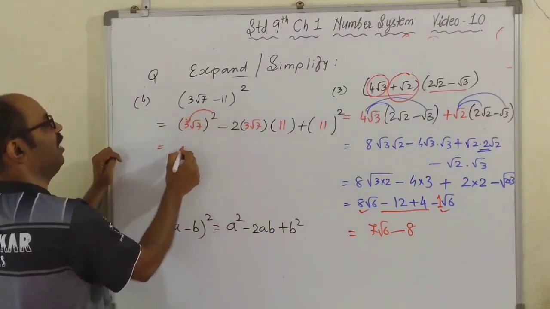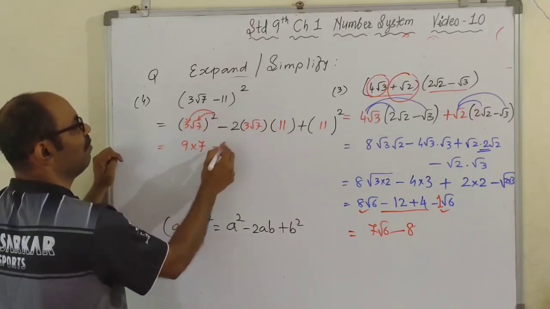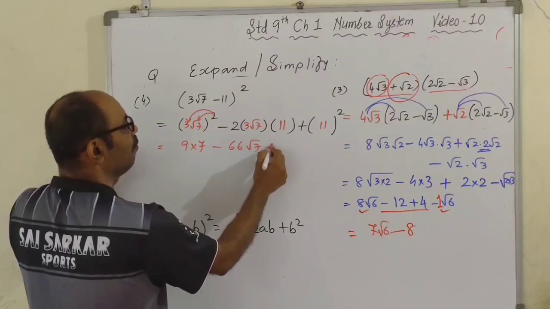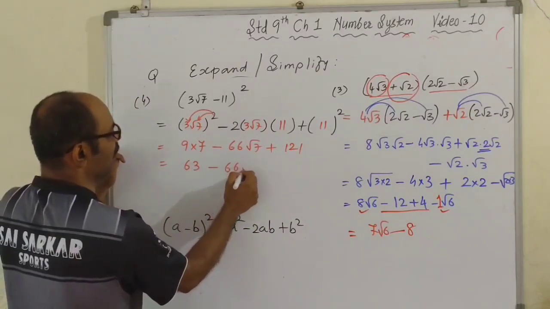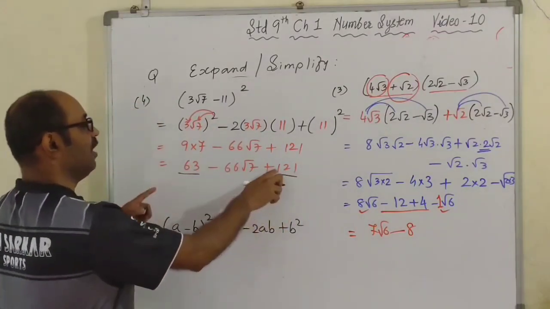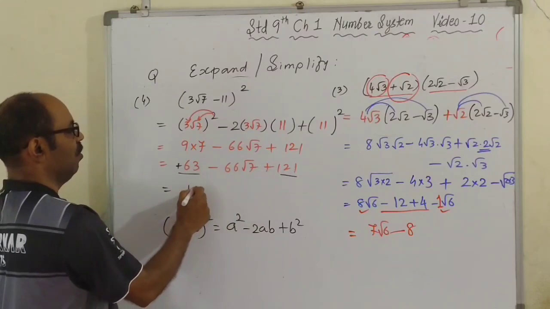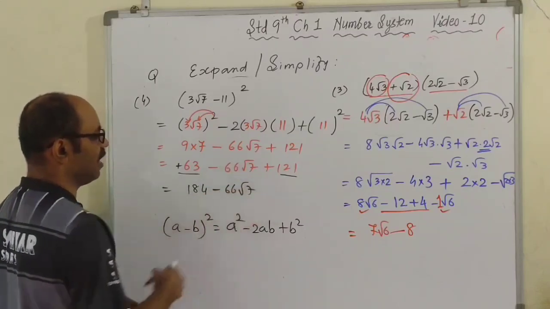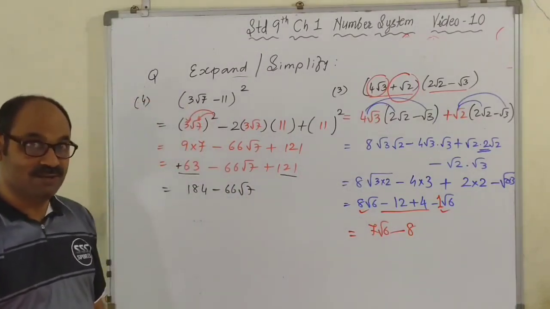Chaliye. What is square of 3? 3 threes are 9. What is square of root 7? Square or square root chala gaya? 7. Minus, 3 twos are 6, 6 elevens are 66, or root 7. Plus, 11 elevens are 121. Ye 63 minus 11, 66 root 7 plus 121. You got a pair of like terms. Ye constant terms hai. Ye b plus, ye b plus. Both are plus, so add. 121 plus 63, 184. Bada number plus, so this is also plus. And the remaining term is 66 root 7. So this is the simplification. Yeah, expansion of this. I hope you have understood.